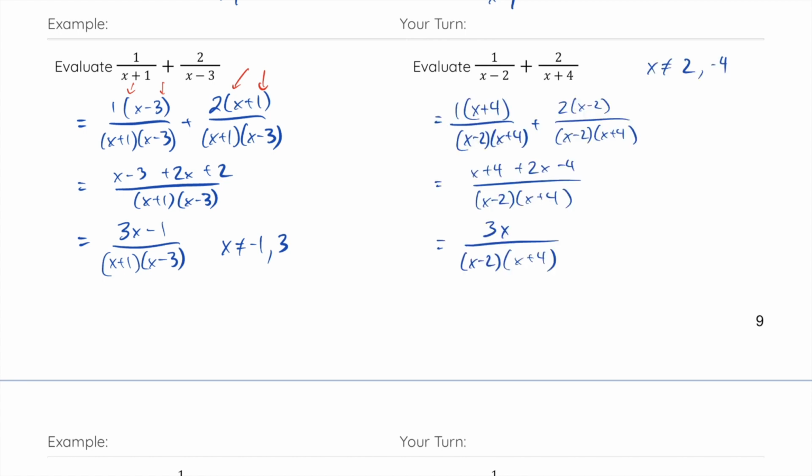Okay, so you get 3x over x minus 2 times x minus x plus 4. And just make sure somewhere in your solution you have stated the excluded values for this expression.